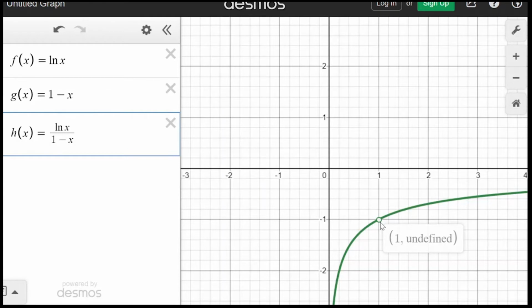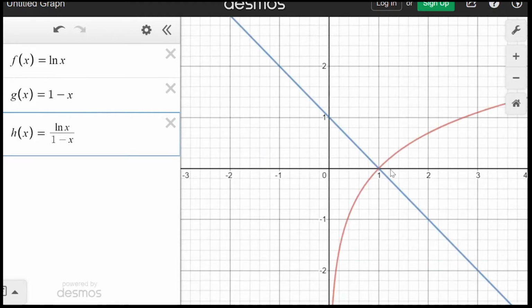Can we do this without the graph? That's what L'Hopital's rule is all about. Okay, I'm going to take this one out and put these two back on. So let's just think graphically. The key is, f is the ln x, f of 1 is 0, and g of 1 is also 0.